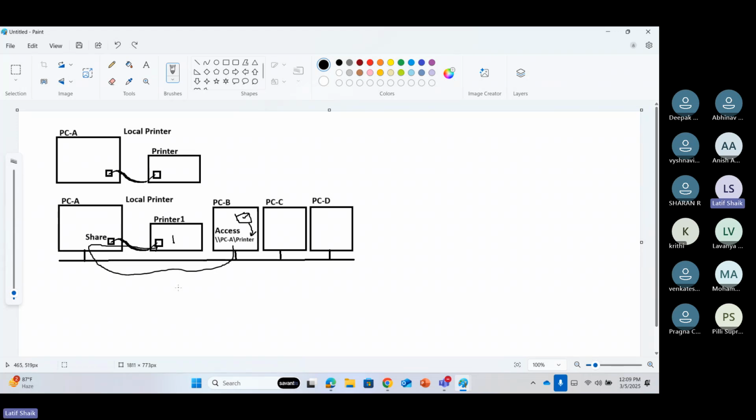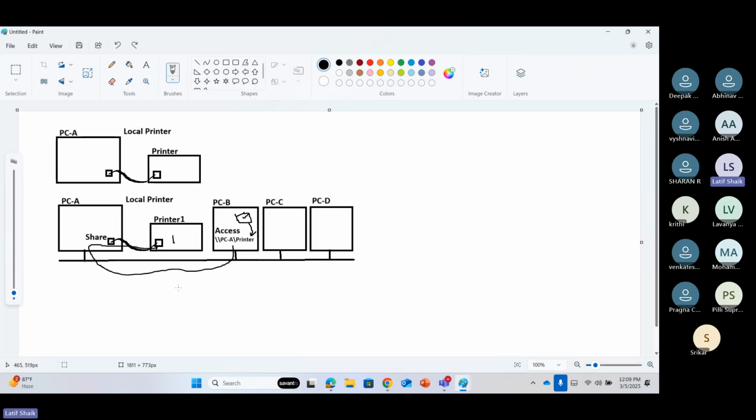Through the network, I can give a print. I shared my printer in the network, so people in my network can access my printer. Of course, they should know my PCA's username and password. Accessing is not very easy, they should know my username and password.